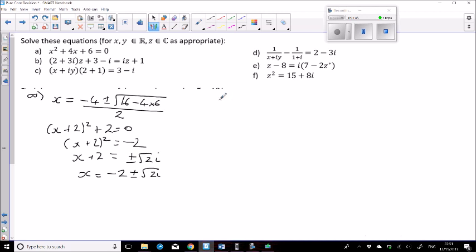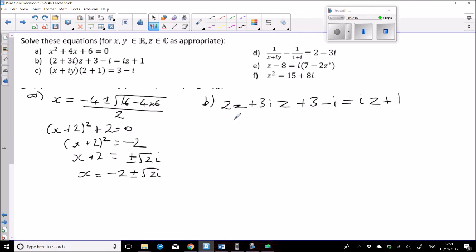Okay, so question B then. You can see we've got a little bit more work to do here now. So we've got an expression here, and I've got some brackets, and we'll start with multiplying that out. So I have (2 plus 3i) times z plus 3 minus i is equal to iz plus 1.